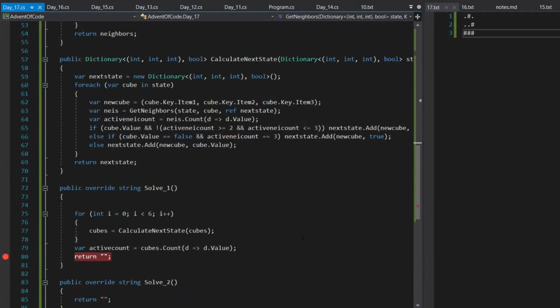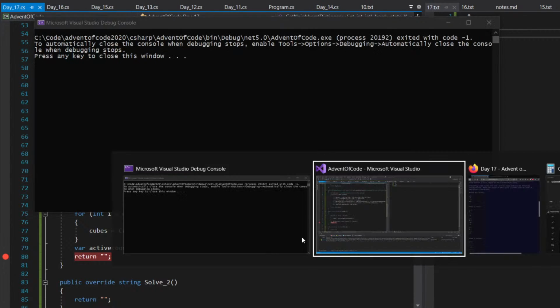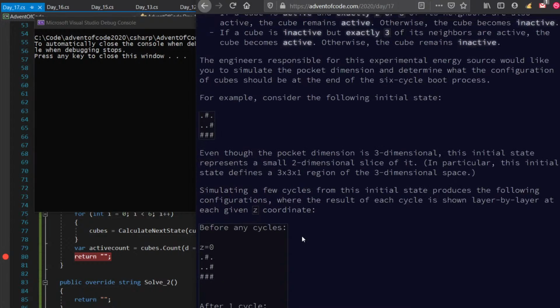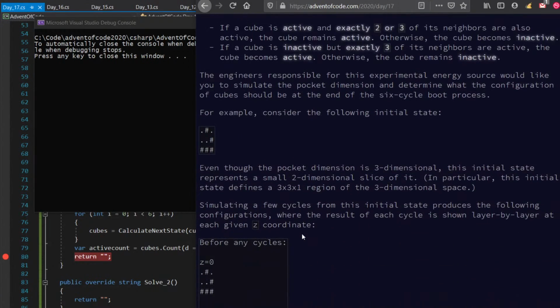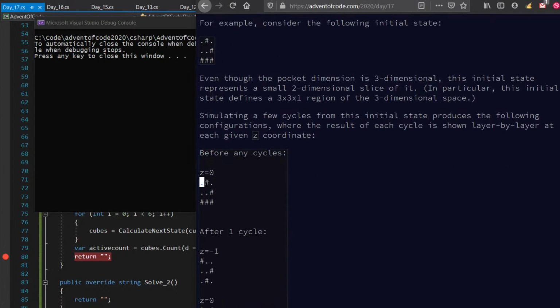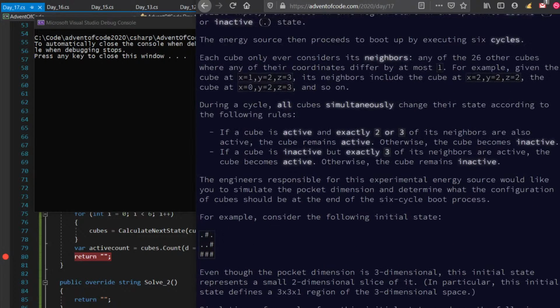Yeah, I mean, I know how I would solve this, but I can't comprehend what these rules mean. Cube is active and exactly 2 or 3 of its neighbors are also active. The cube remains active. But this guy only has 1 neighbor. Well, this is inactive. If a cube is inactive, but exactly 3 of its neighbors are active, the cube becomes active.